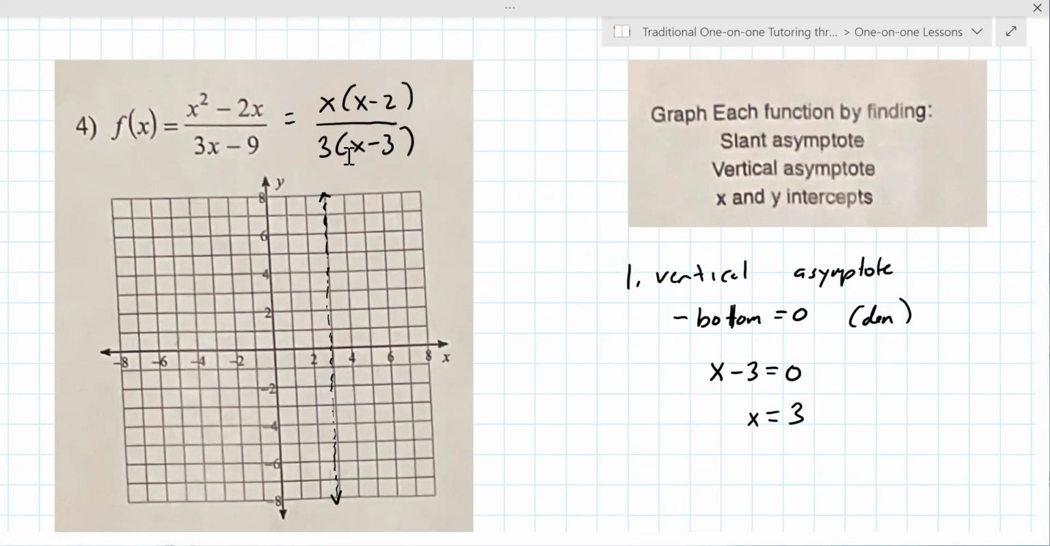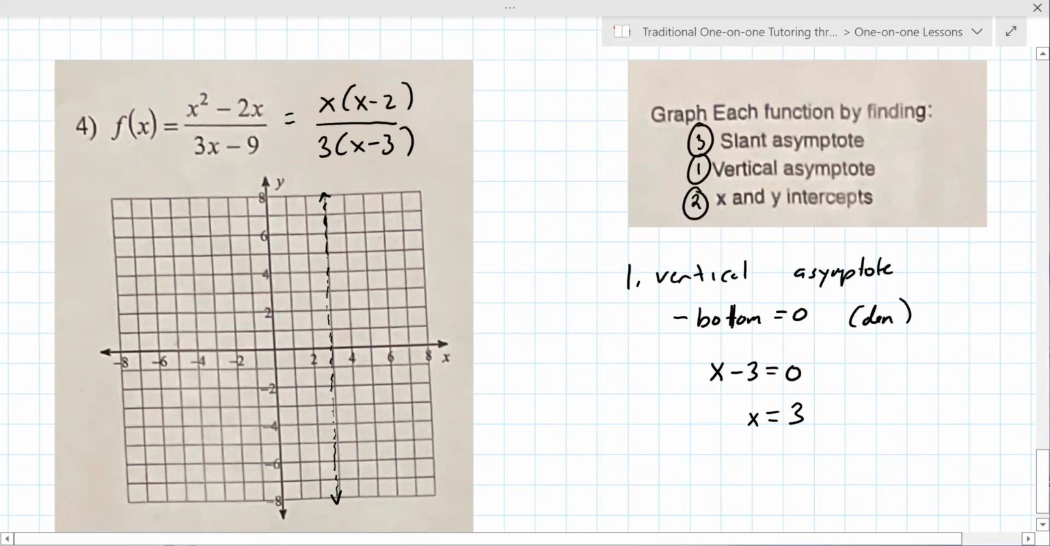And then how many dotted lines are we gonna have? One horizontal and one slant, it looks like. I'm sorry, one vertical and one slant. Okay. So in this problem, the order doesn't matter. I guess I like doing verticals first. In terms of easiness though, the x and y intercepts are probably the next easiest. And then the slant asymptote is the hardest. Let's do the x and the y intercepts next.